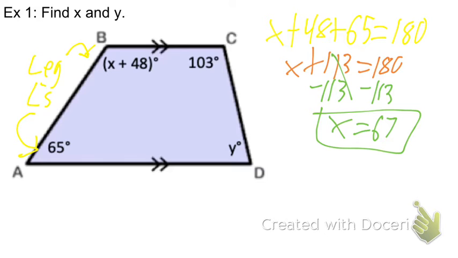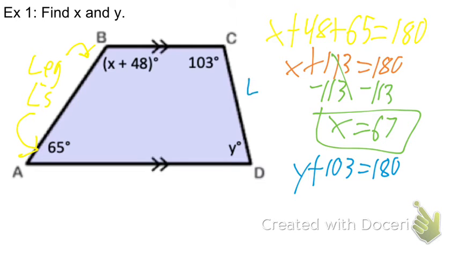Okay? Raise your hand if you can help me find y. Bailey, go ahead. Y plus 103 equals 180. Very good. And why does that work, Seth? Because that's all that we have. That's all the angles we have on that leg. Okay, so it's both leg angles then. Is that what you're trying to say?